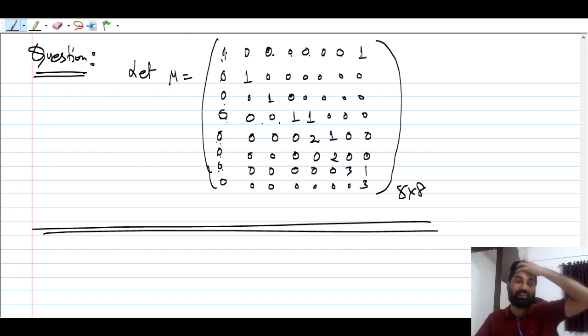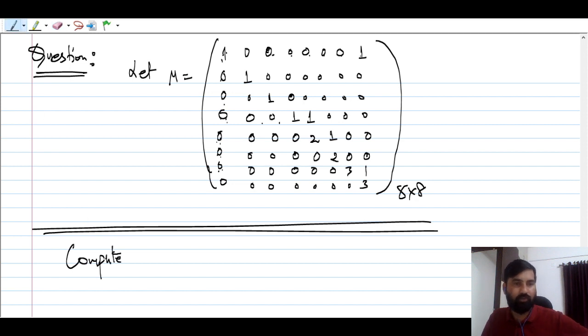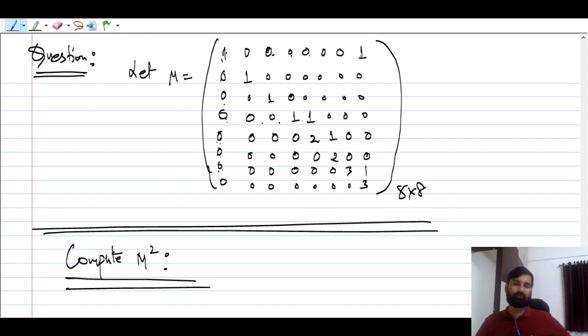Okay, 8x8 matrix. Now if someone asks you, can you compute M square, what will you do? Is it possible to compute M square by putting M and then next to it one more M, and then multiply a giant matrix like this?